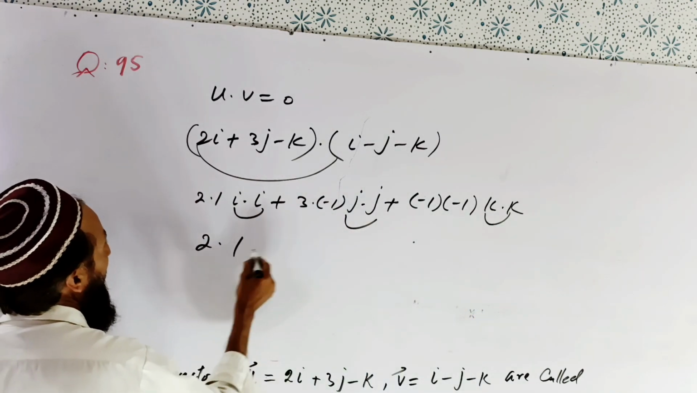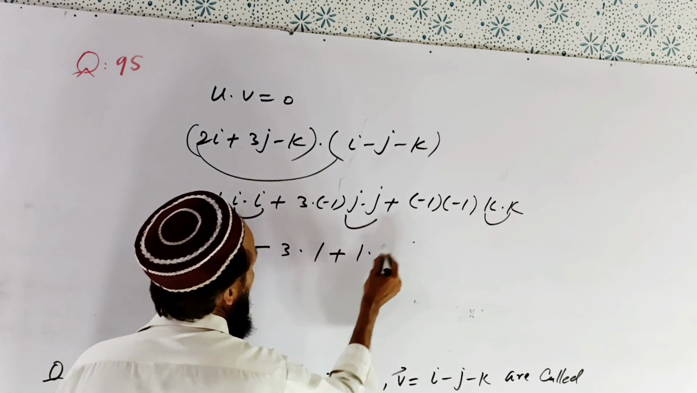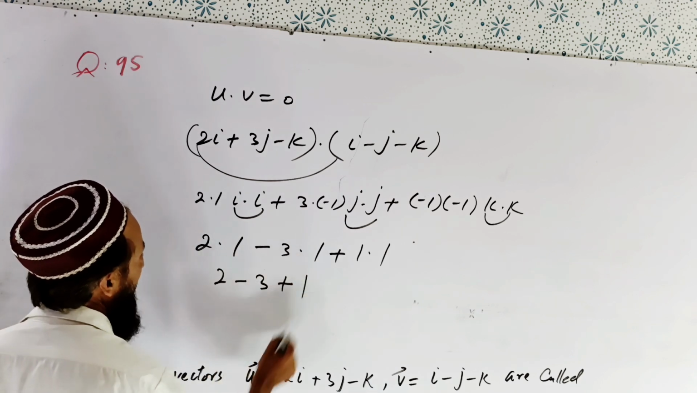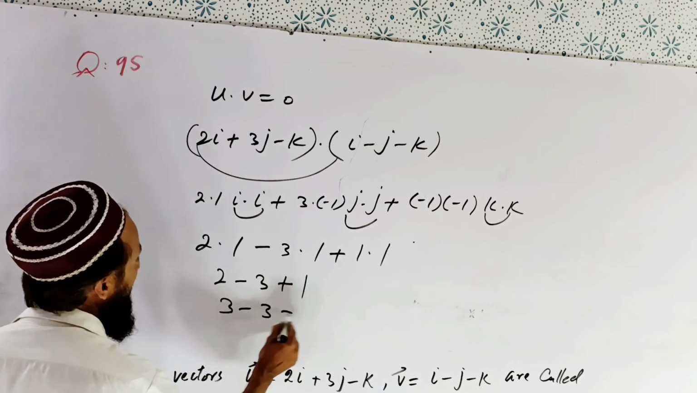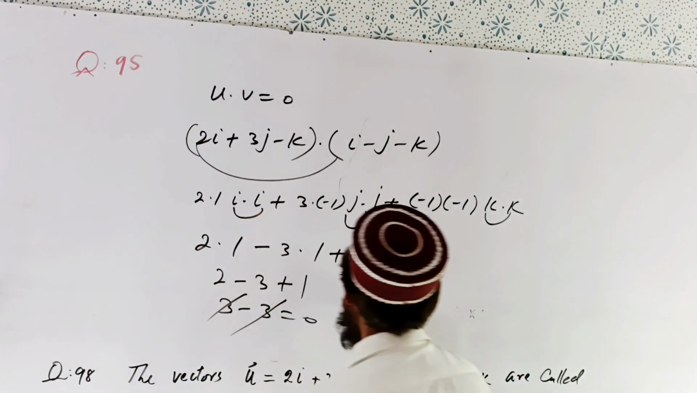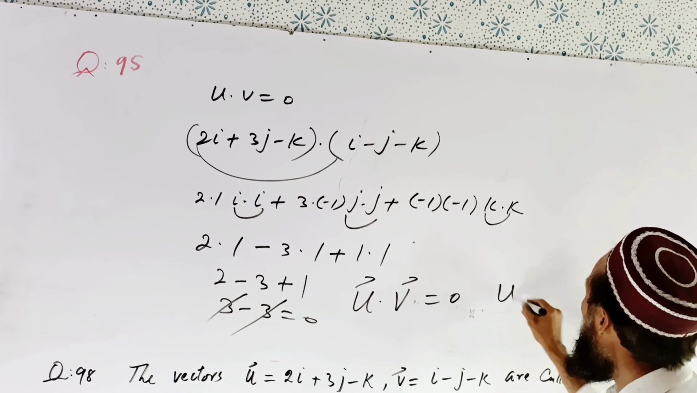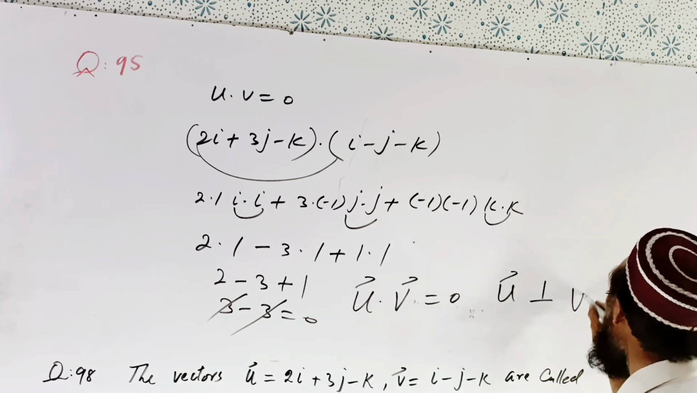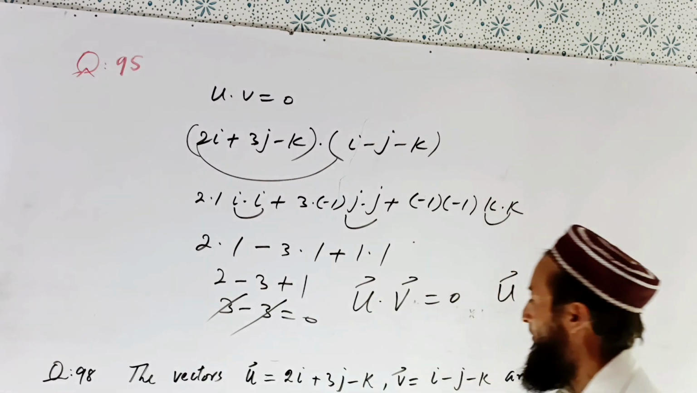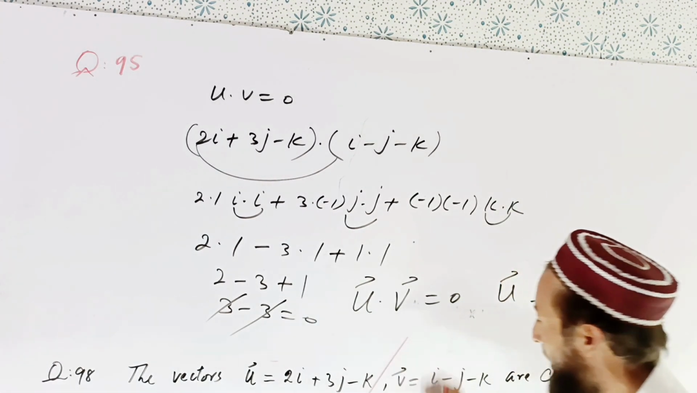So 2 into 1 minus 3 into 1 plus 1 into 1. So here 2 minus 3 plus 1. So 3 minus 3 is equal to 0. Both cancel each other. So u dot v is equal to 0. So that is called u is perpendicular to v. So the result is perpendicular. The correct option is C.